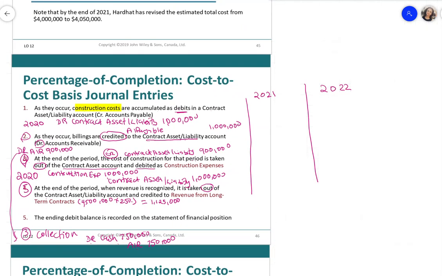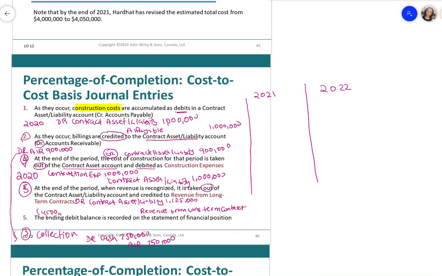So what we're going to do is debit the contract asset / liability account. And how much is it going to be? It will be 1,125,000. And then we're going to credit revenue from long-term contract. In this case, I'm just putting the number.